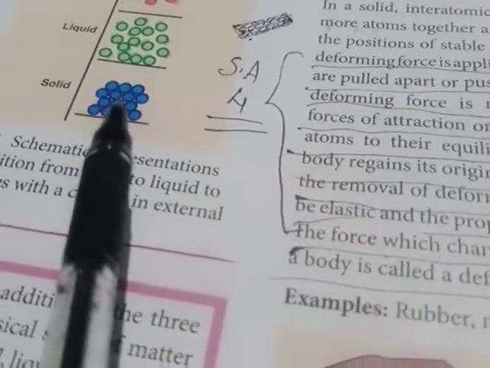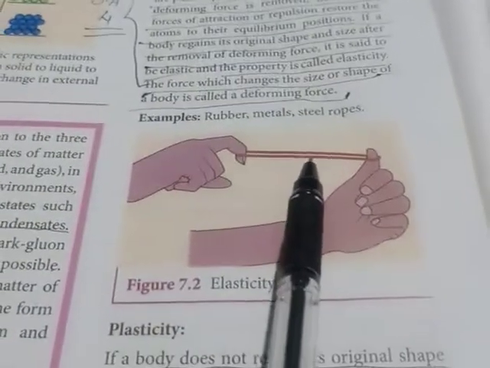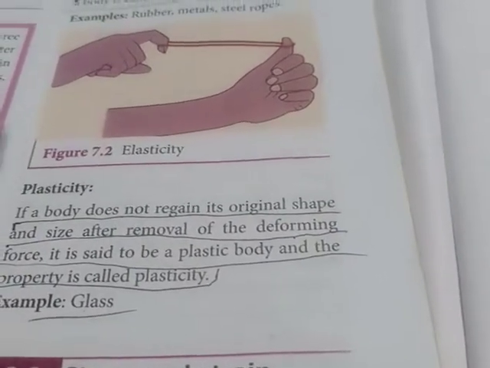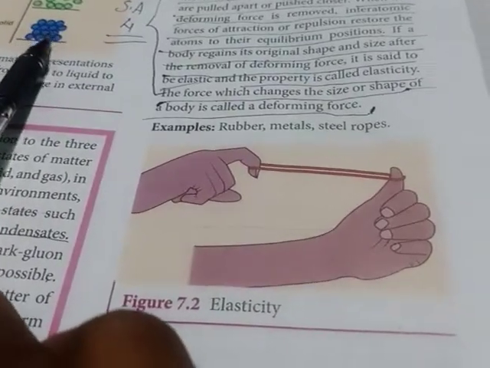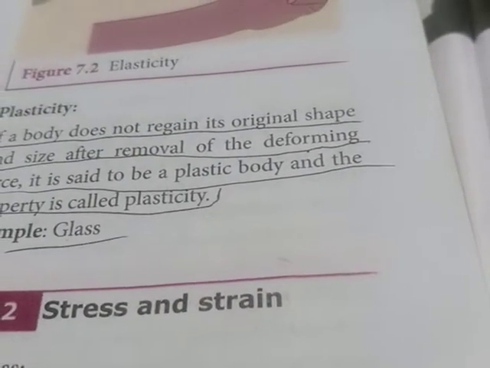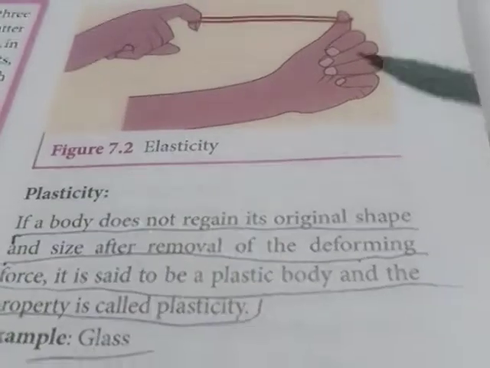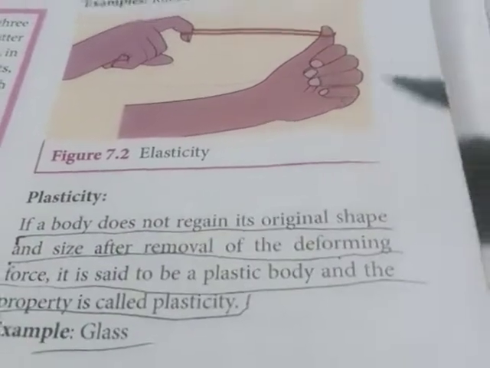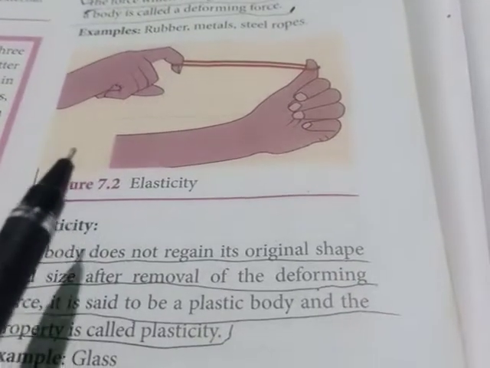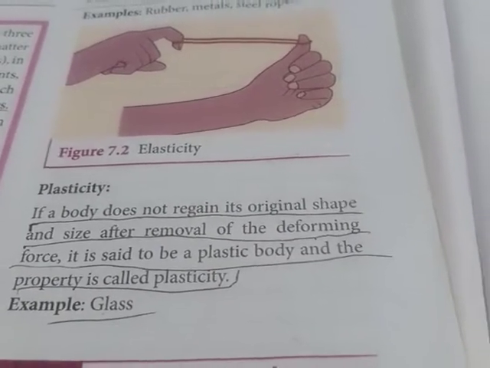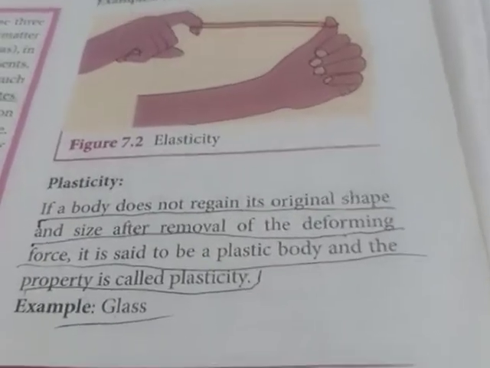When we apply a deforming force on this rubber band, here you can see how the atoms are arranged in a solid, and this type of arrangement will be there. So when we apply the deforming force, these atoms are pulled apart. Here you can see that the interatomic distance is very small. So when we apply the force on this, the interatomic distance will get more. So these atoms are pulled apart, and if you leave that deforming force, we can see that the atoms again come closer, or you can say they are pushed closer.